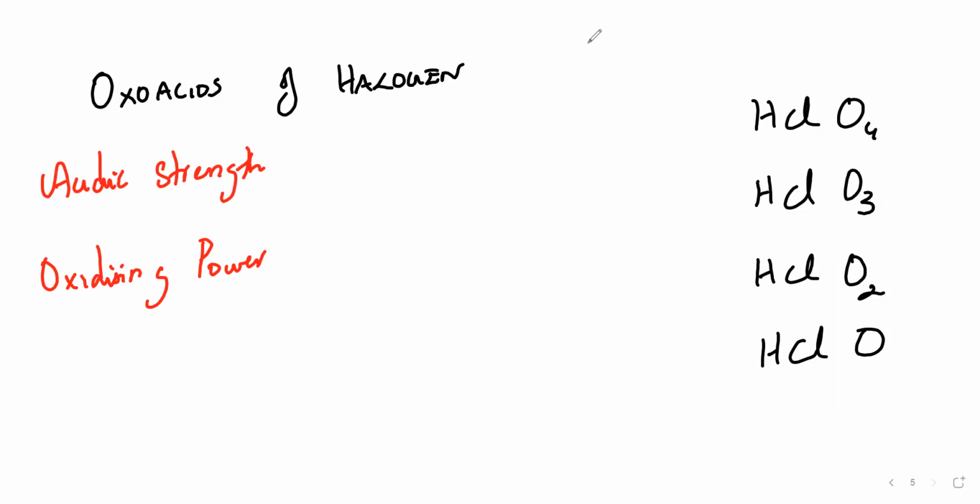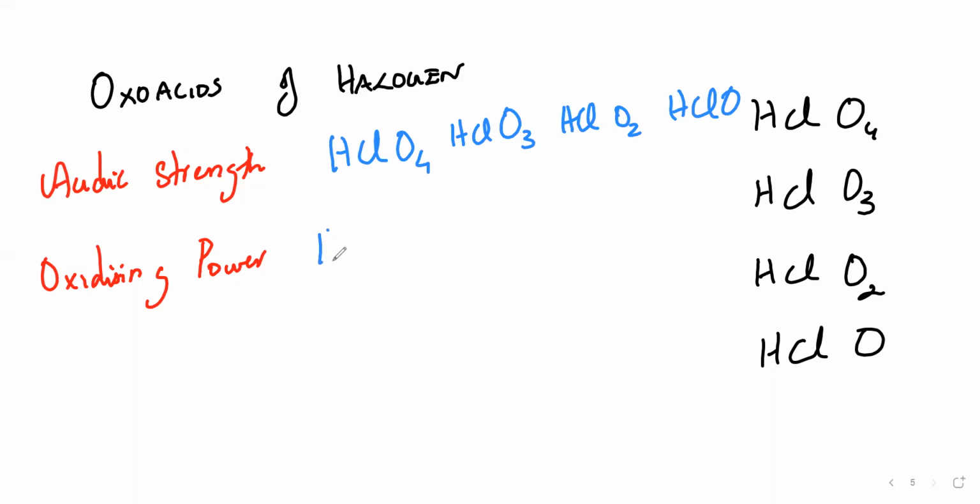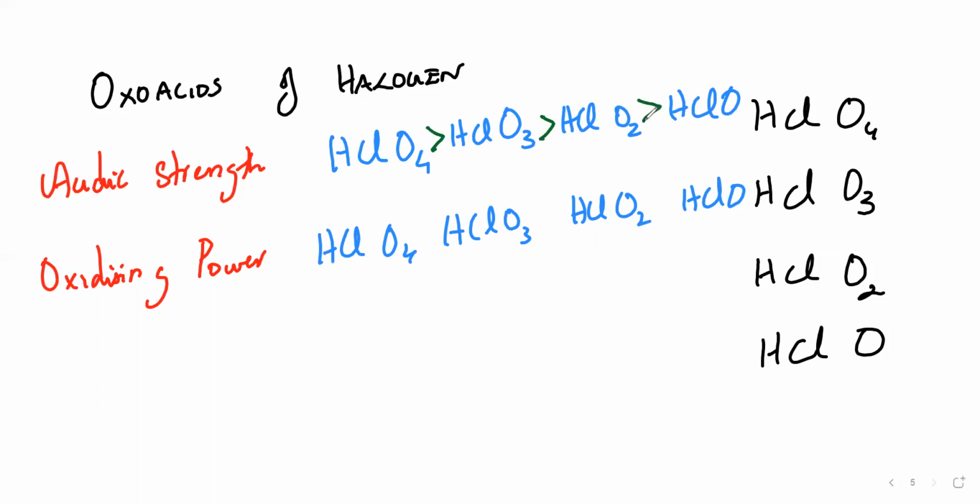I'll just write it down. HClO4, then HClO3, HClO2, and HClO. Similarly, I'll write here also HClO4, HClO3, HClO2, and HClO. The only thing we want to know is greater than or less than. For this one, acidic strength, everything is greater than. For this one, everything is less than.